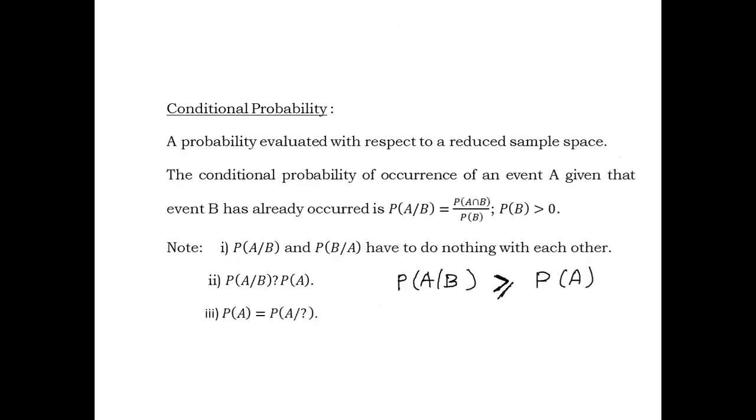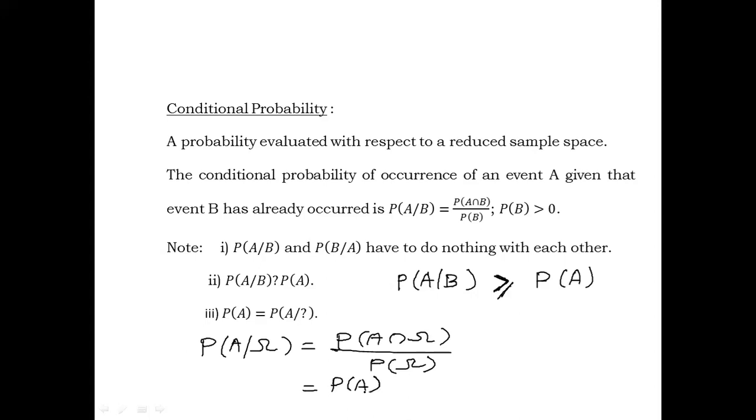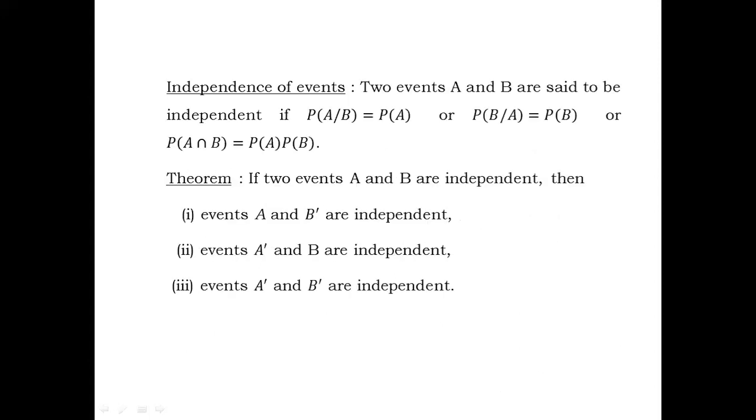And then the third one: probability of A is equal to probability of A given what? This is again really interesting, but I can answer quickly. It is probability of A given the sample space. So this will be probability of A intersection sample space upon probability of sample space, and that is equal to probability of A upon 1, and that is equal to probability of A. So this is again very much interesting.